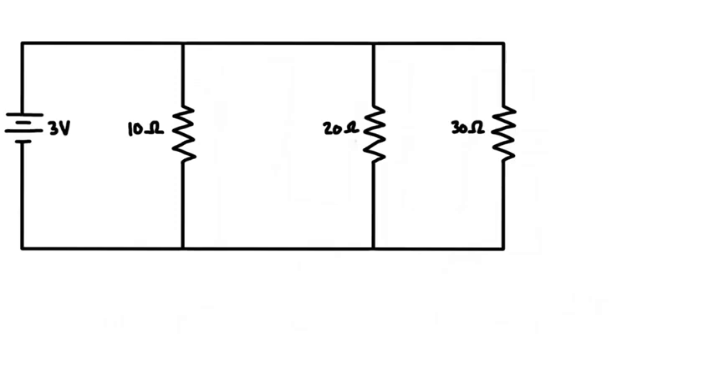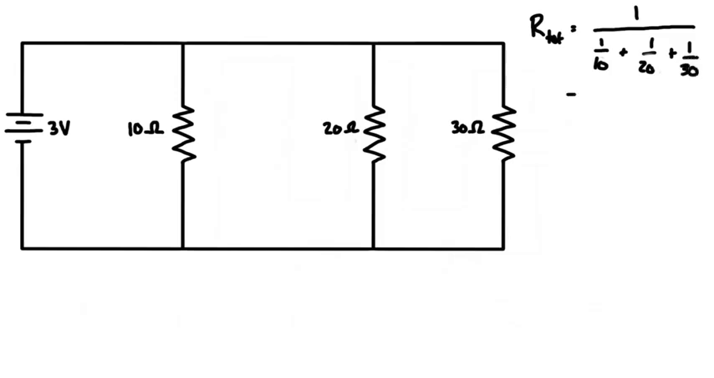And the expression for that is R tot is equal to 1 over the sum of the inverse of each of them. So 1 over R1 plus 1 over R2 plus 1 over R3. Now we actually know what the individual resistances are because they're labeled here, so let's update this so we have 1 over 10 ohms, 1 over 20 ohms, and 1 over 30 ohms.